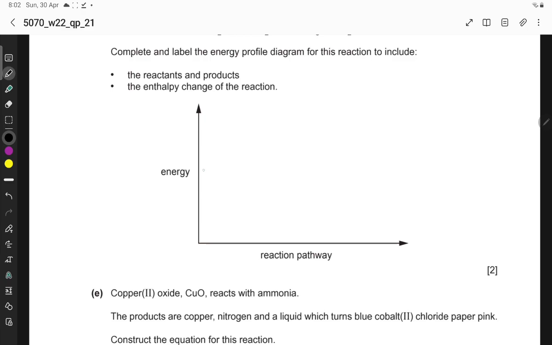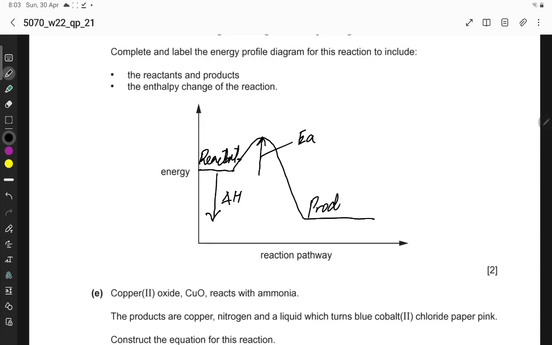So this is activation energy. This is enthalpy change. Over here reactants, and over here this is delta H or enthalpy change of the reaction, and over here product. This is enthalpy change.